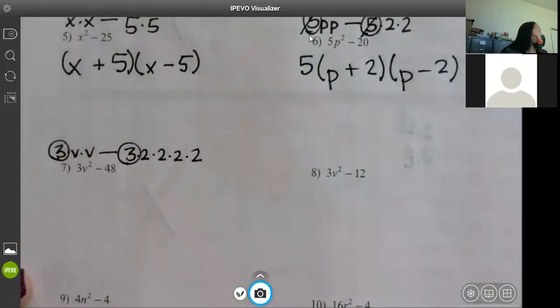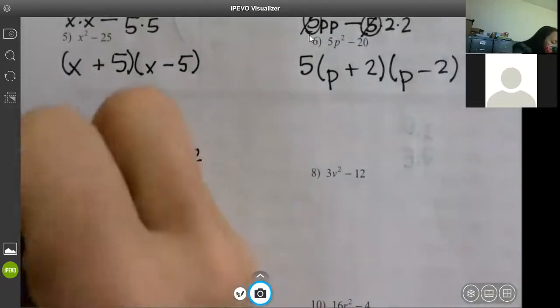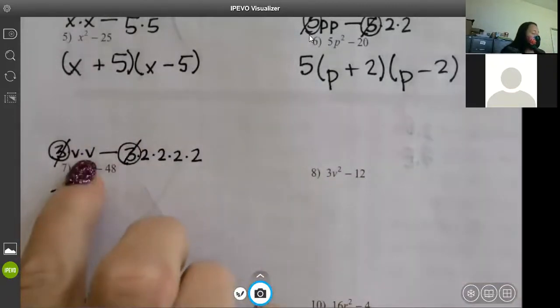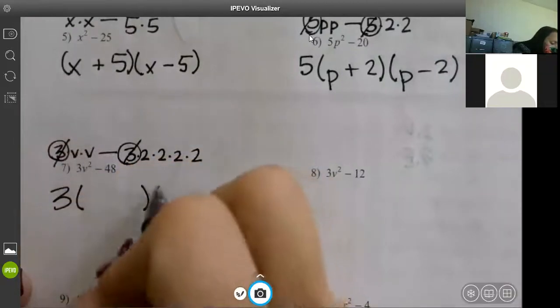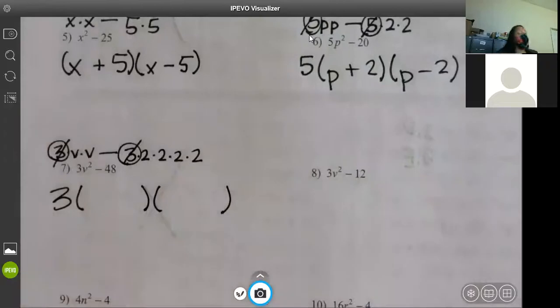Yeah, see the 3's are in common. We're going to pull those out and we're done with those. And if you look, we have V's and 2 sets of 2's. Is everybody good? I'm going to do this in 2 parts. You can do it all together when you get your homework or your quiz or whatever, that's fine.